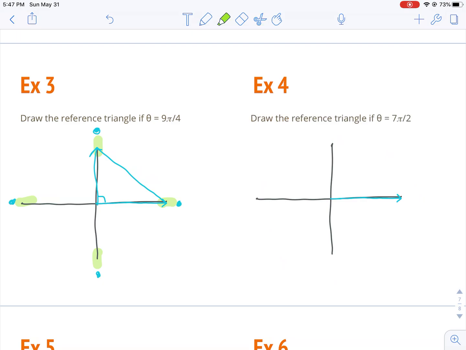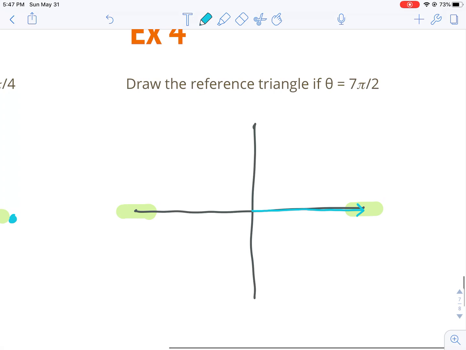I know pi over 2 is at 180 degrees. So I'm just going to count back and forth until I get to 7 pi over 2. So I've got 1 pi over 2, 2 pi over 2, 3 pi over 2, 4 pi over 2, 5 pi over 2, 6 pi over 2, 7 pi over 2. And on this one, because it's just a straight line, I'm not going to draw the triangle bit in because how could I? I'm just going to leave it like that.